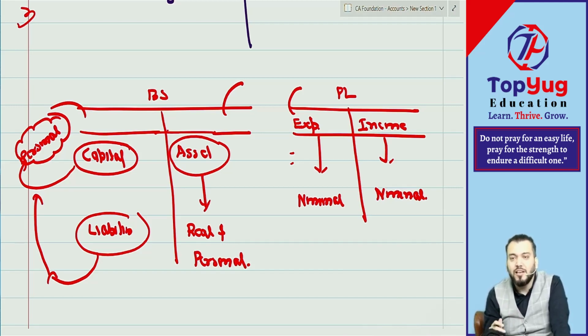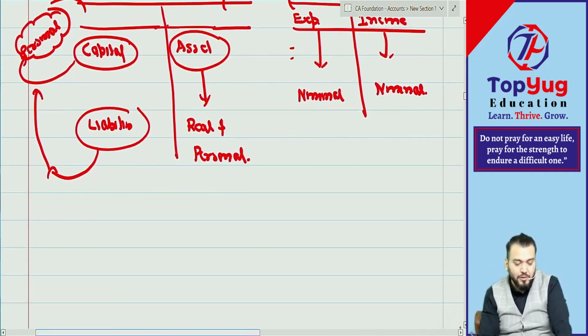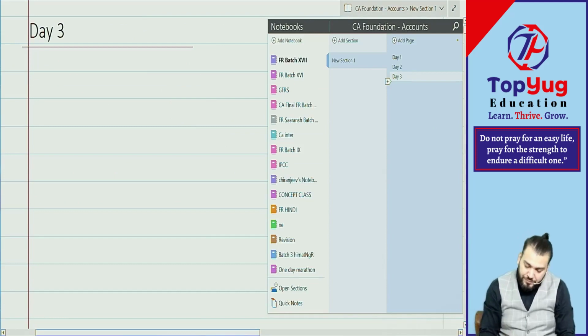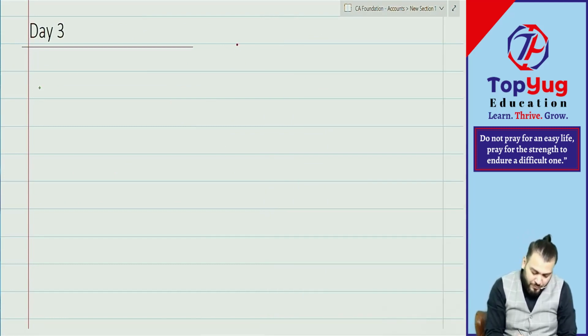Income and expense are not transferred to balance sheet. Understood? Yes, this much we have understood. So can we write down a note after this? Write down some important points, whatever we have discussed. Write down notes.